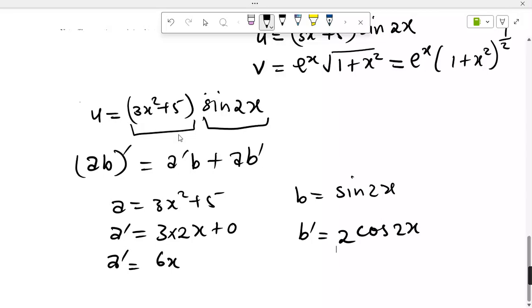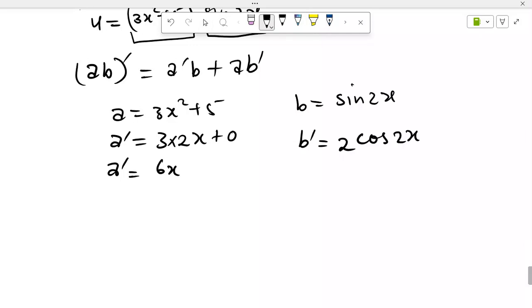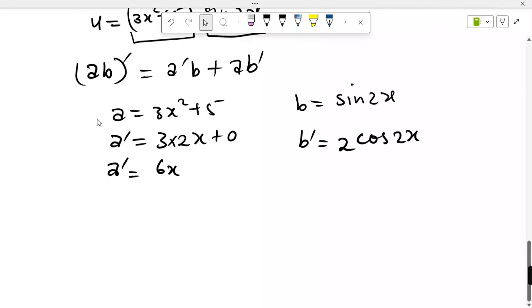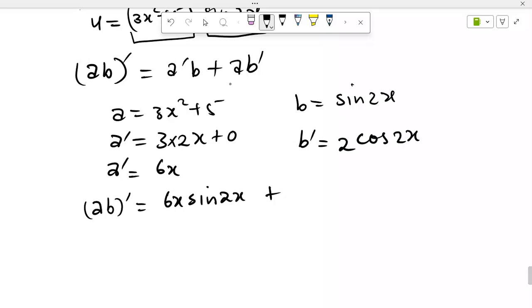Now we have this, meaning we can get our u prime, which is this function. So let's say ab prime equals, so a prime, what is a prime? A prime is 6x. What is b? B is sine 2x. Plus what is a? A is 3x squared plus 5. What is b prime? B prime is 2 cos 2x.